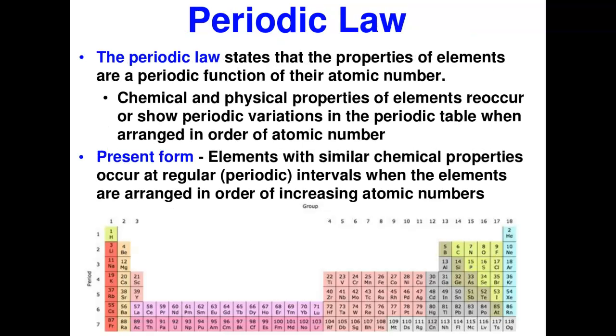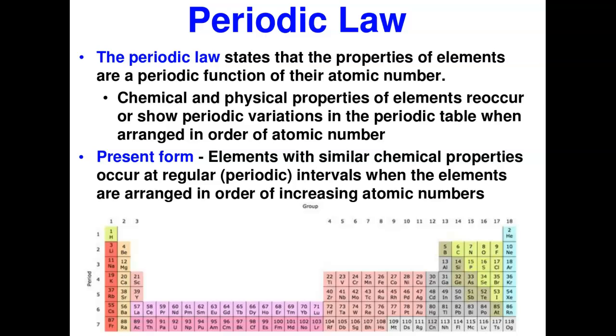The periodic law. As the name implies, the periodic law states that the properties of elements are a periodic function of their atomic number. Now, the word periodic is a common word used in everyday society, which simply means that something can occur at intervals in a repeated pattern. And that is exactly what we see in the periodic table.